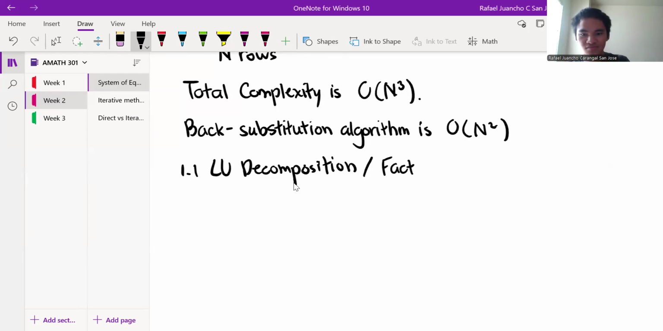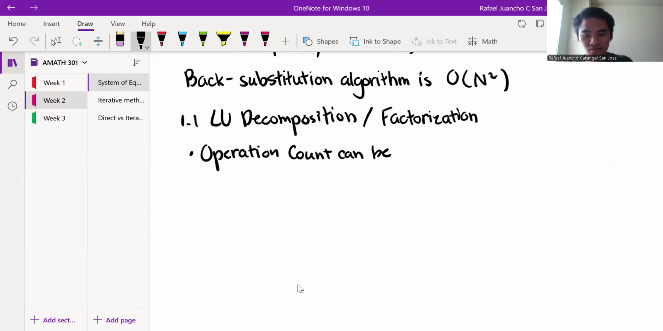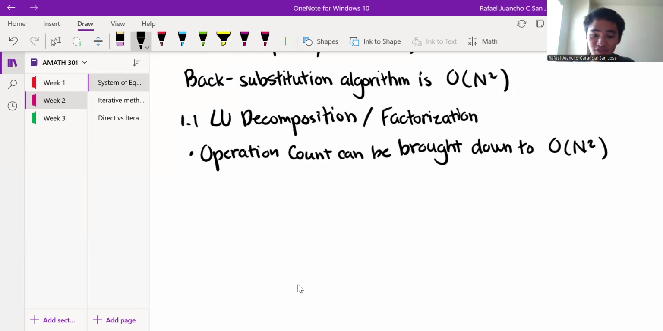or factorization, the same thing. So the purpose of this, I think, is that our operation count can be brought down. So we can decrease our time down to O(n squared), which is significantly faster compared to O(n cubed). And so what does this do here?